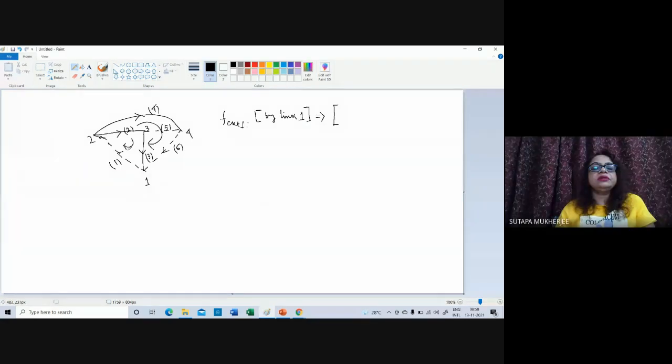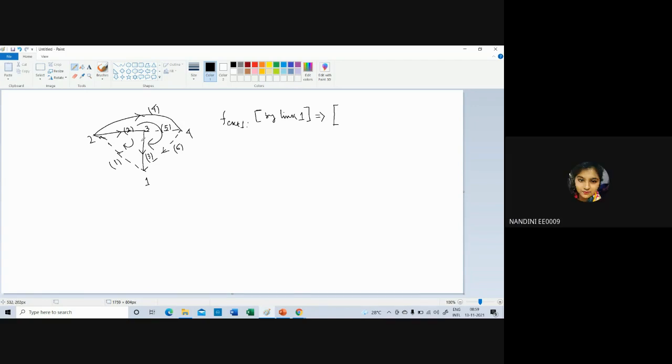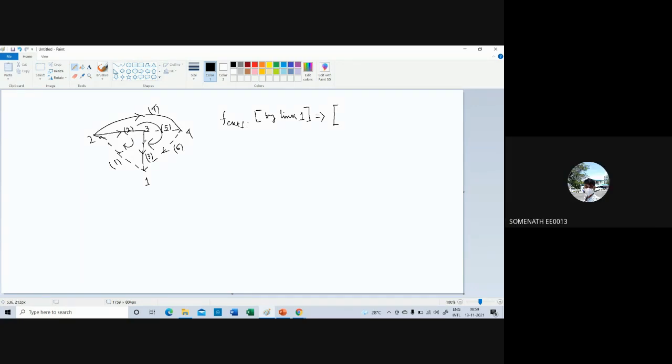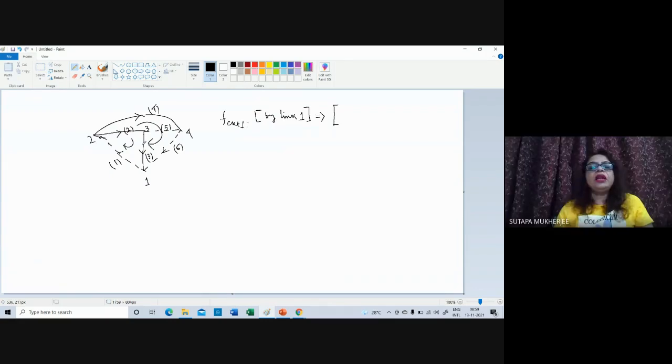Did you get my question? This is a tree. You have put here this link. So if you put this link, this loop is formed. Okay. So how many branches are there in this particular loop? Ma'am, 3. 1, 2, 3. You have to form a loop. This is a loop, closed loop.